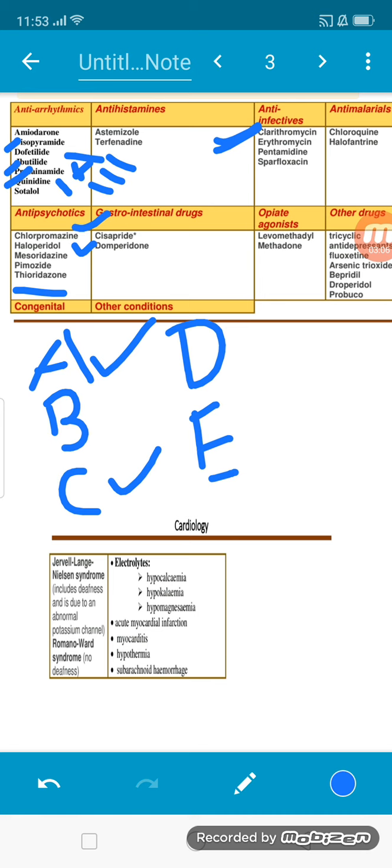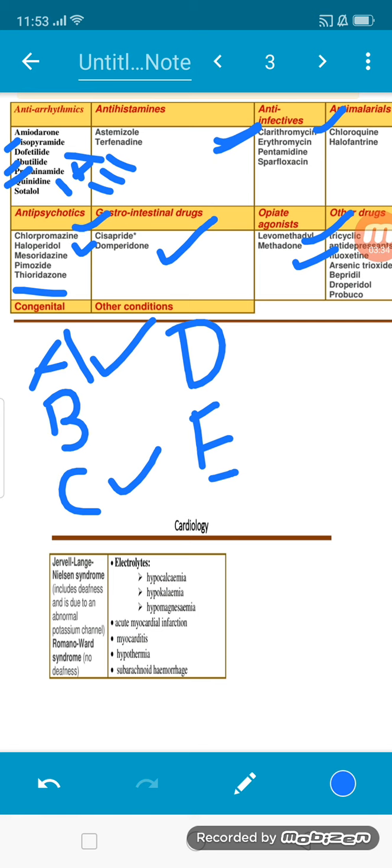D stands for antidepressants. These are the TCAs, fluoxetine, the SSRIs, and a few others. E stands for antiemetics. These are domperidone and sulpiride. And other drugs can be antihistamines like terfenadine, and antimalarials like chloroquine and a few others. But these are the drug causes of a long QT interval.